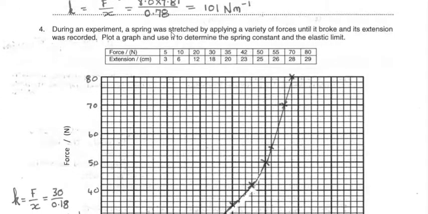During an experiment, a spring was stretched by applying a variety of forces until it broke and its extension was recorded. Plot a graph and use it to determine the spring constant and the elastic limit. So to plot the graph, let's just zoom out so we can see the whole thing at once. First of all, you need to choose a scale. This one's going up to 80, and we've got 5, 10, 15, 20, 25, 30, 35, 40 squares, so each little square can be worth 2 and it fits really nicely.